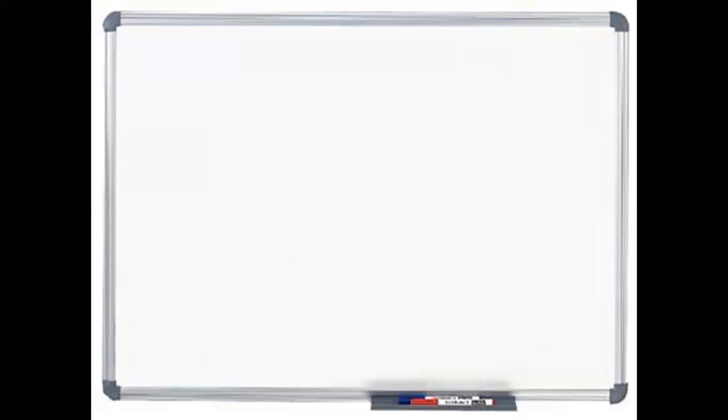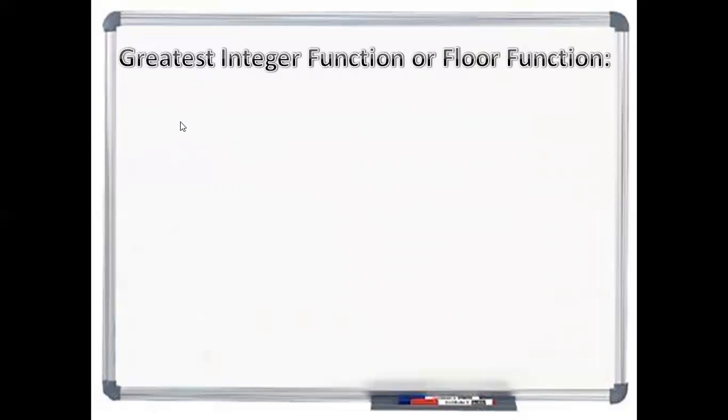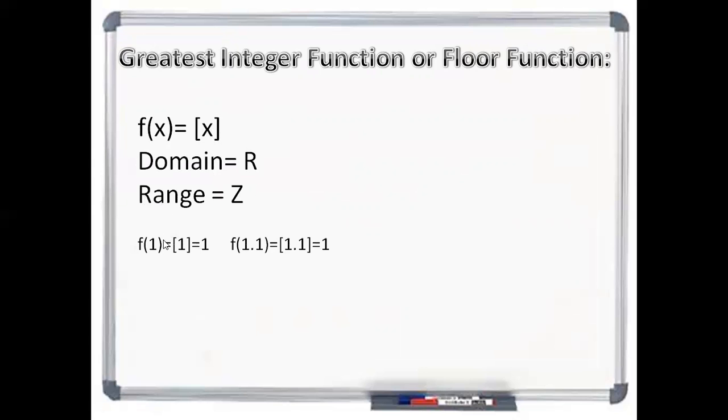Next function is greatest integer function, or we say it's floor function. f(x) equals, this is the square bracket of x. This is the algebraic expression. Any real value we can put in place of x, but its output is always an integer. We are putting some values in place of x.